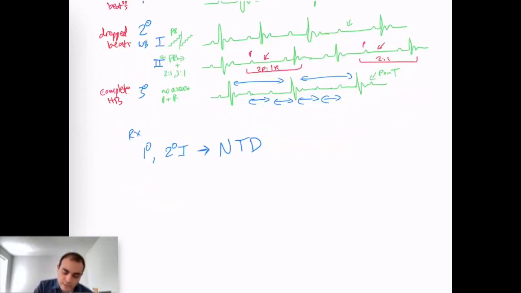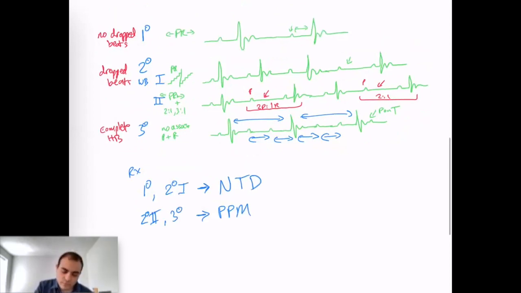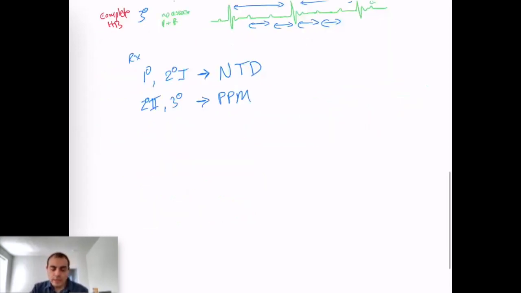While second degree type 2 and third degree, how do you treat it? Pacemaker. Pacemaker, exactly. Okay, so this is the line between pacemaker and no pacemaker. So it's very important to distinguish between these, because it makes a difference for the patient. You're going to either send them for a pacemaker or you're not.